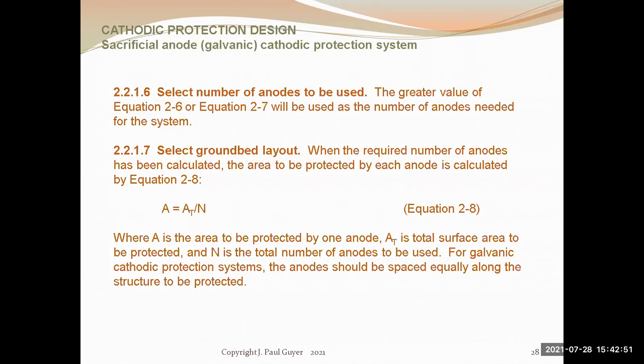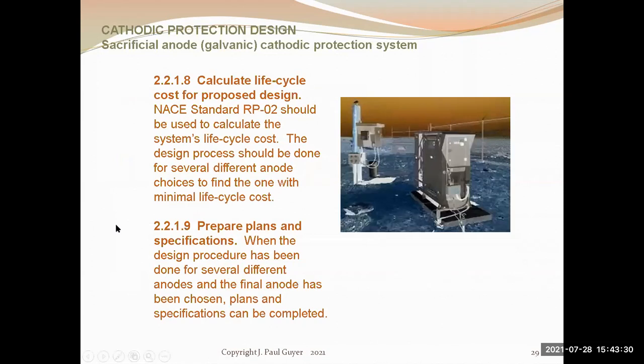So the area to be protected by one anode is the total surface area to be protected. Again, this is going to be 5% of the total area or something like that. And N is the total number of electrodes to be used, which you calculated using equations 2.6 and 2.7, and you took the larger of the two numbers. That is the ground bed layout. So you've now got one system, a specific anode, a specific number of anodes, where they are going to be located. That's your design.